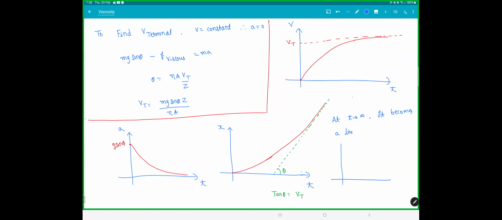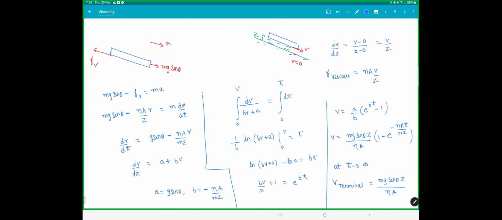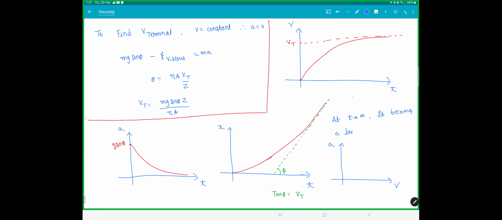AB graph is the most easiest one. You can clearly see from this equation: mg sine theta minus eta v is equal to ma. This looks like y is equal to mx plus c. It's a straight line. This is V terminal. This is g sine theta. There, the 4 graphs.